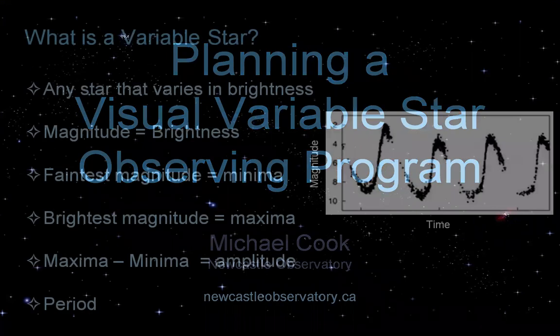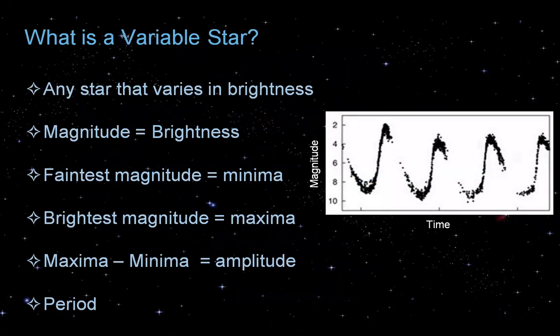Okay, so what is a variable star? We'll cover a few basics. Well, it's a star that varies in brightness. And astronomers use the term magnitude to describe the brightness of an object. And in variable star terms, a star is at minima when it's at faintest, and maxima when it's at brightest. And the difference between the minima and maxima is a term called amplitude.